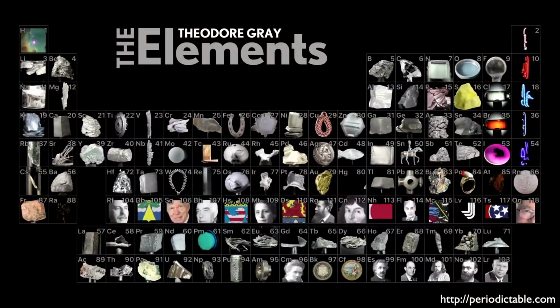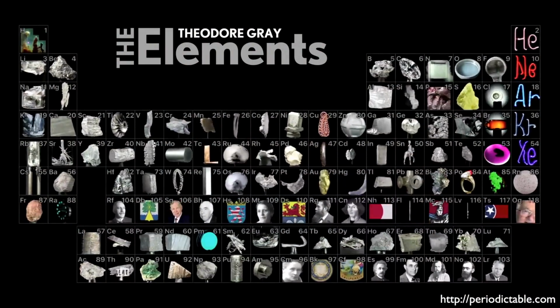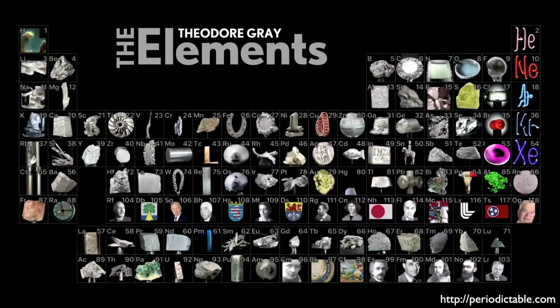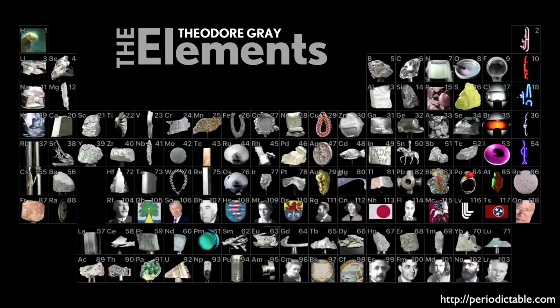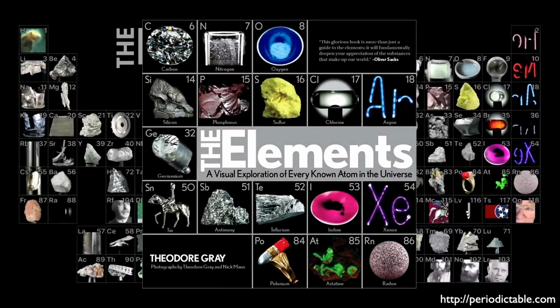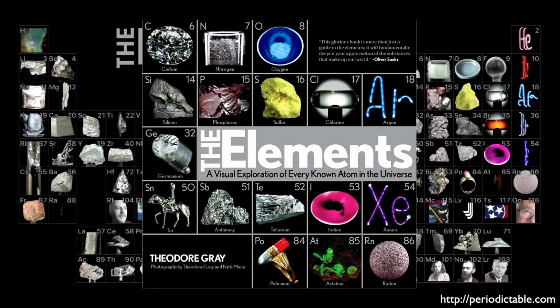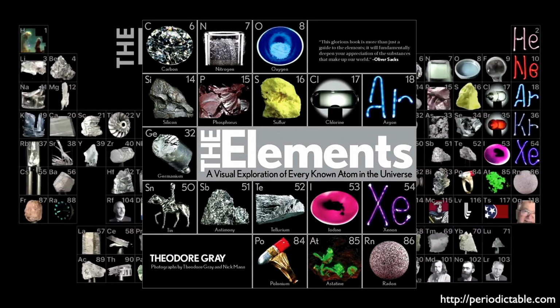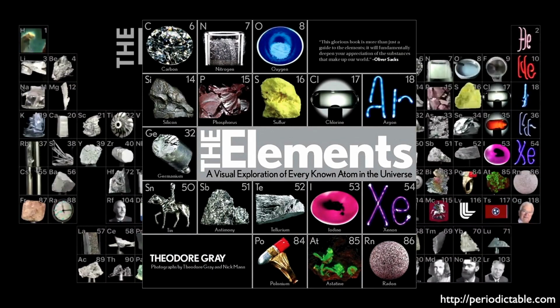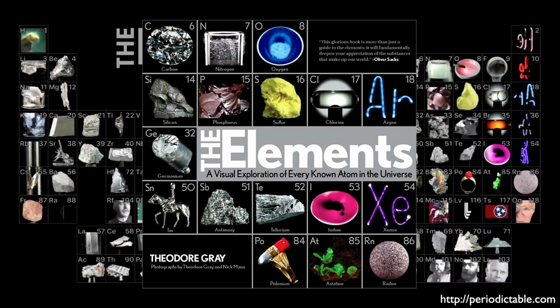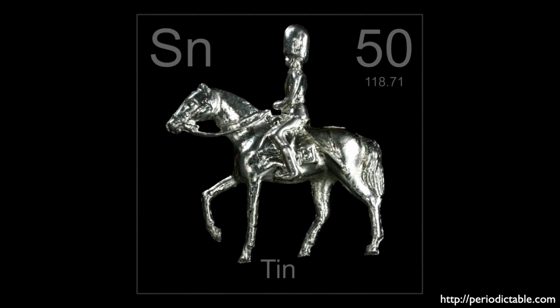Here we see the beautiful periodic table produced by Theodore Gray. Incidentally, Theo has written one of my favorite books called The Elements, which you can pick up from the online Exploratorium store if you want your own copy. Check out his fantastic website, periodictable.com.